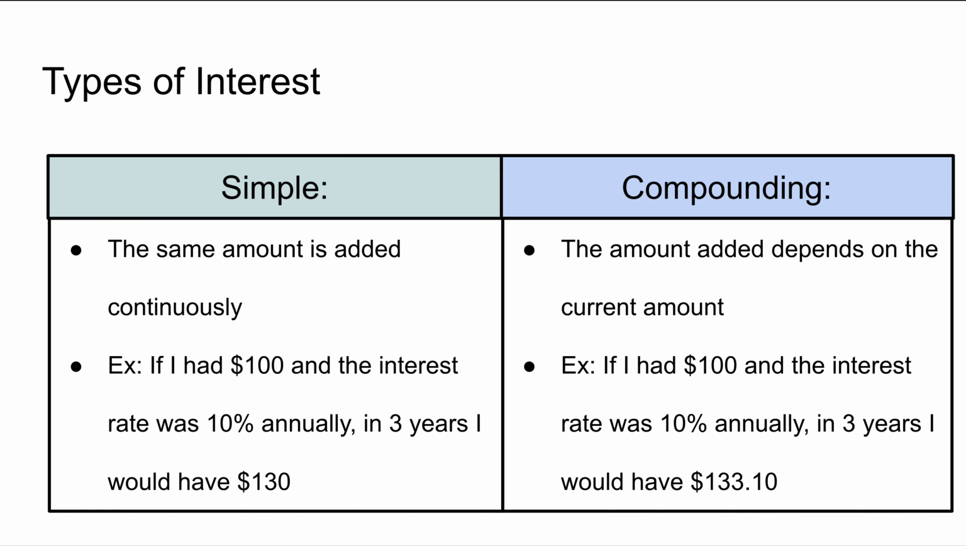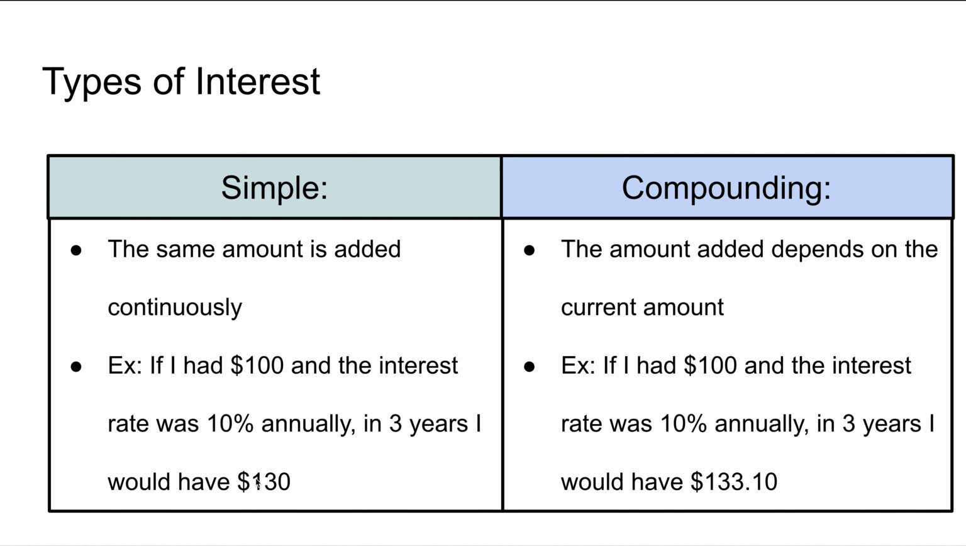You take the interest rate from the current amount instead of the original amount. So in this situation, we had $110. Now what's 10% of 110? That's 11. So you're going to add $11 to this. So by year 2, you actually have $121. So you've made an extra dollar here.